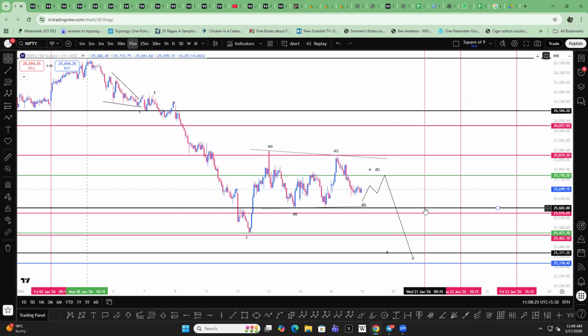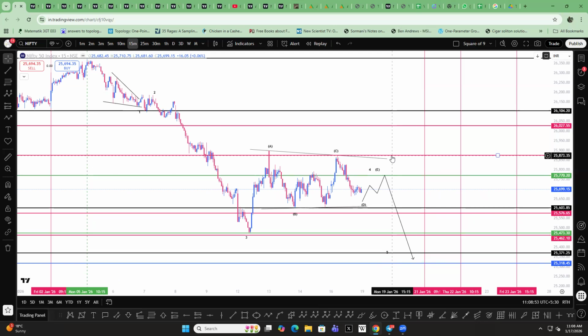25,770. Okay, and what is the invalidation level of this view? The invalidation level is 25,874. That is this high. Okay, whatever it is, this high is almost 25,873.5. So this is your invalidation level for this view. So if one goes short from this range, this should be your stop loss.